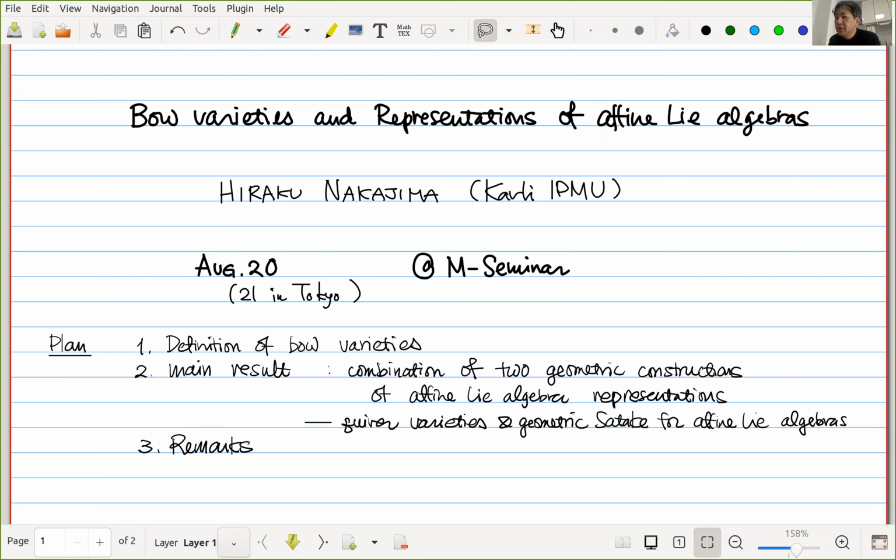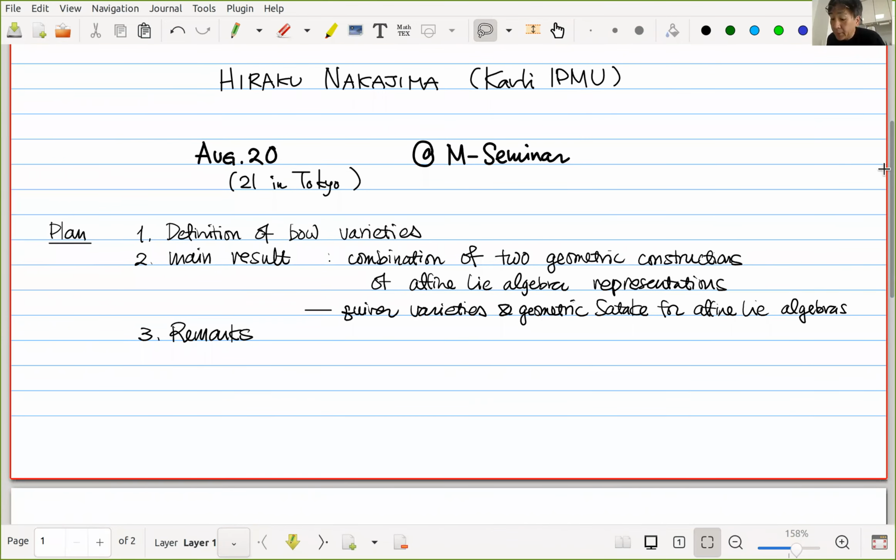I'd like to thank the organizers for the invitation and for giving me a chance to speak here. I'll talk about Bow varieties and representations of affine algebras. Here is the plan. I first give a definition of Bow varieties. I have already explained Bow varieties on several occasions, so some people already know the definition, but I need to recall it. And then next I will explain the main result.